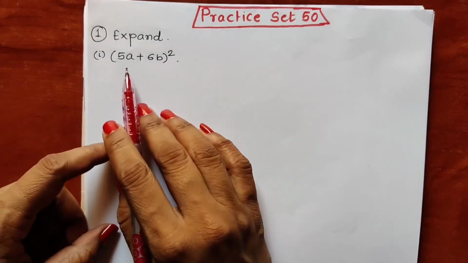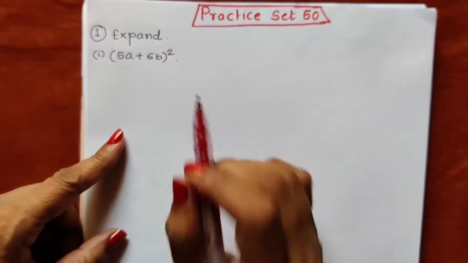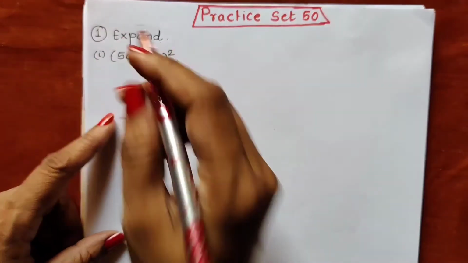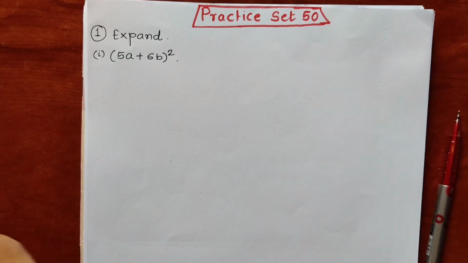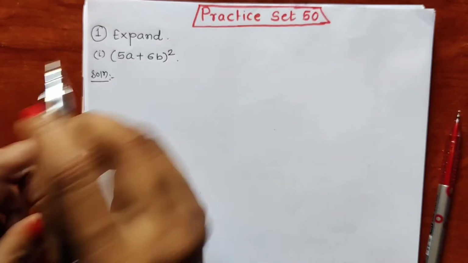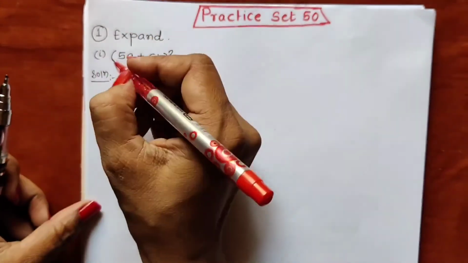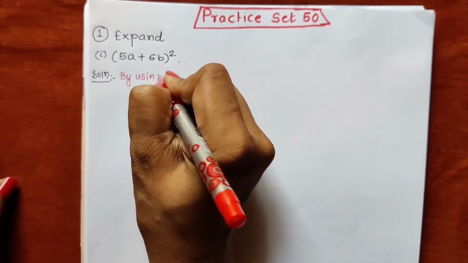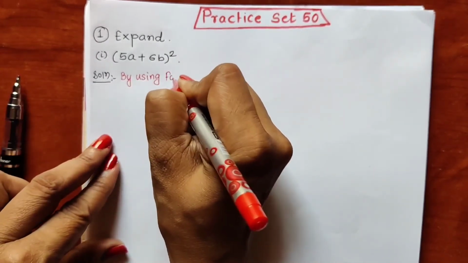First sum is 5a plus 6b whole square. We have to expand it. That means we have to use the formula. So we write here solution. We can start in solution also by using formula. You can write expansion formula or only formula.